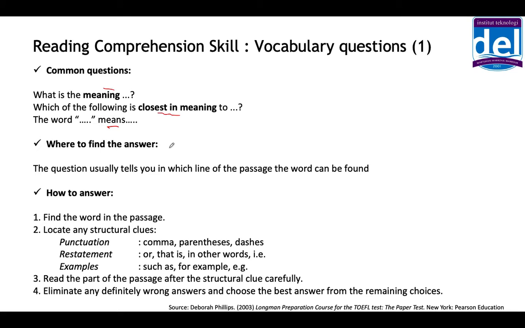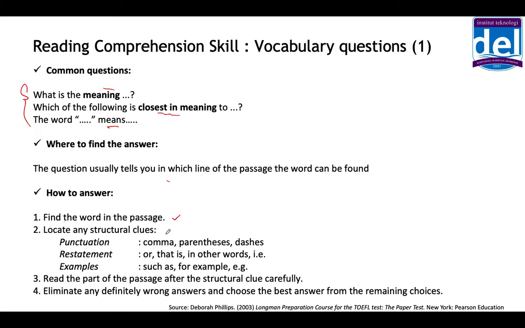So where to find the answer? The question usually tells you in which line of the passage the word can be found. In these questions, there will be a statement indicating the line of the passage that contains the difficult word. And how to answer these types of questions? First, we can find the word in the passage based on the line indicated in the question. And number two, we can locate any structural clues. And this is the most important point.